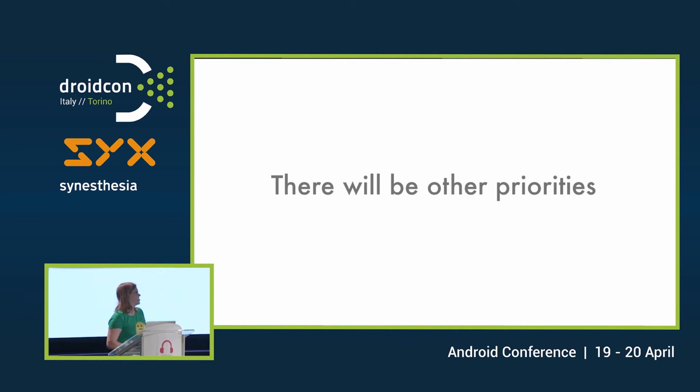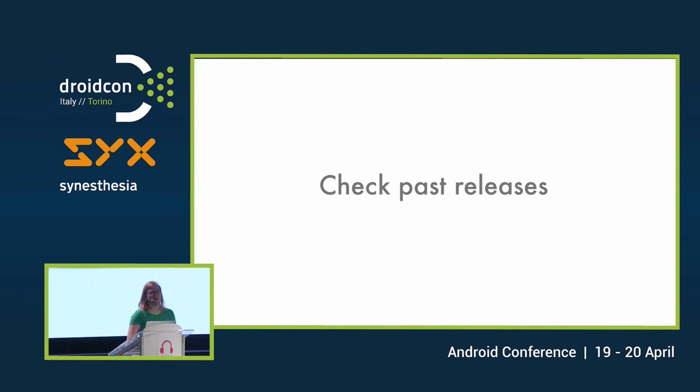Another thing you want to check is past releases. Past releases can help you figure out if the dependency is actually being updated regularly, and if it's still active. Also, it can tell you if the API is stable, because if with every update of the library you have to go and change your code, it's going to be quite painful.